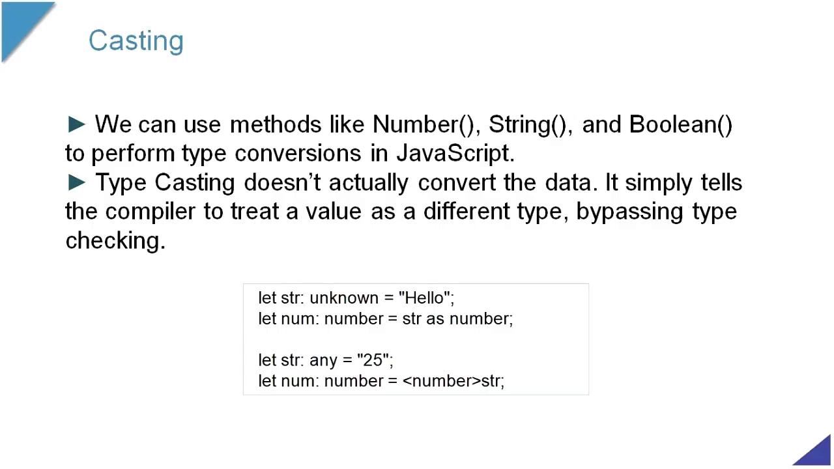To summarize, we can use methods like Number, String, and Boolean to perform type conversions in TypeScript. Typecasting doesn't actually convert the data. It simply tells the compiler to treat a value as a different type, bypassing type checking.